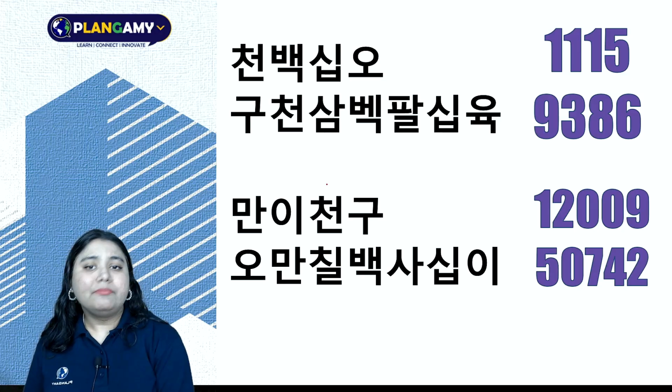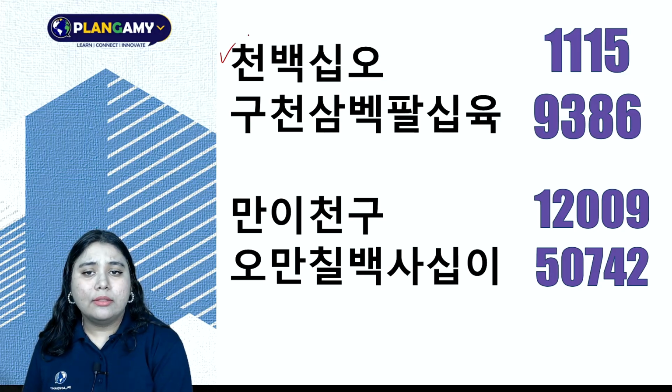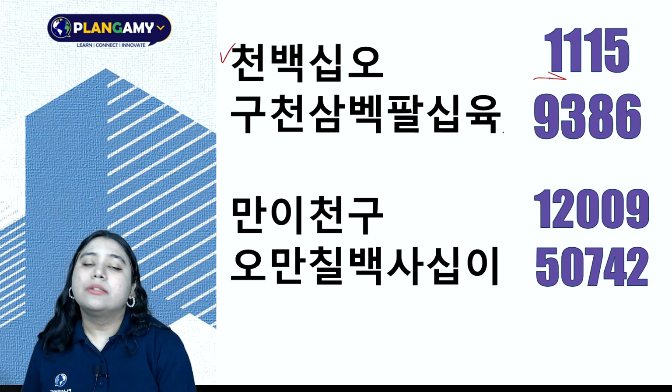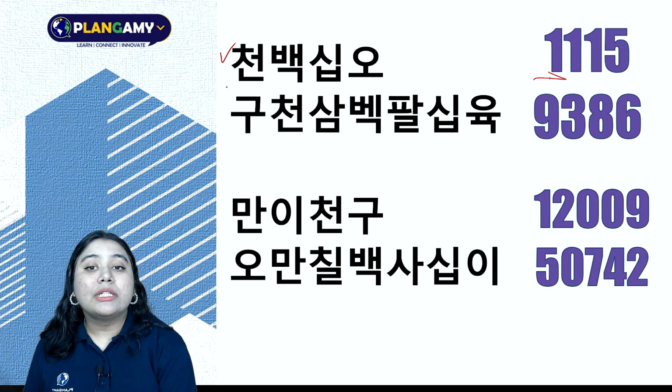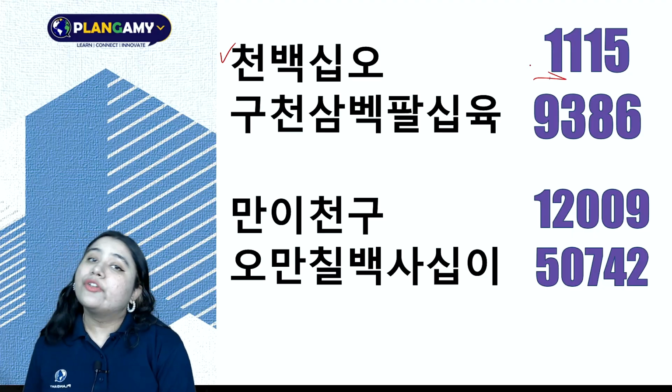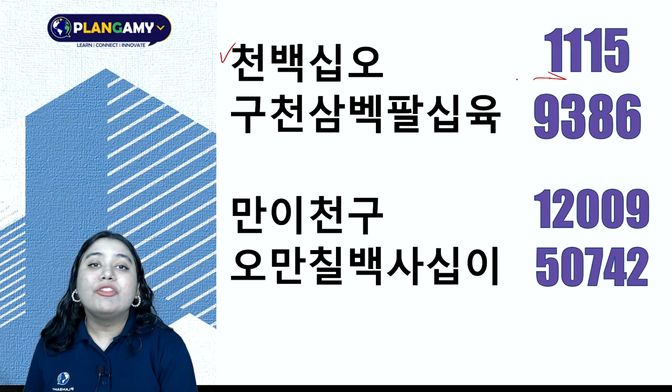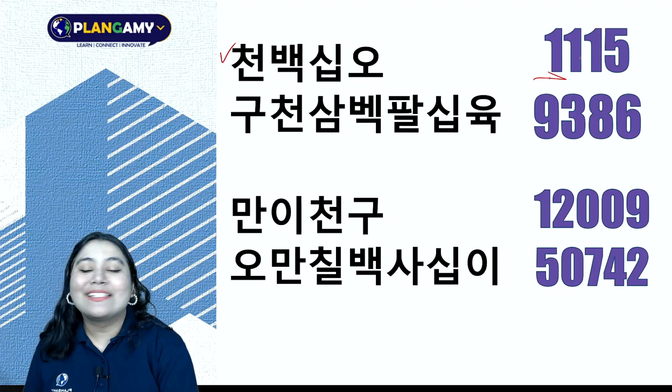1115. Starting with chon. Chon is 1000 and I have 1000. Here, please remember, don't put il chon. 1000 is already chon, so you don't need to add il to it. We always start with 2, right? So it's not il chon, it's just chon.